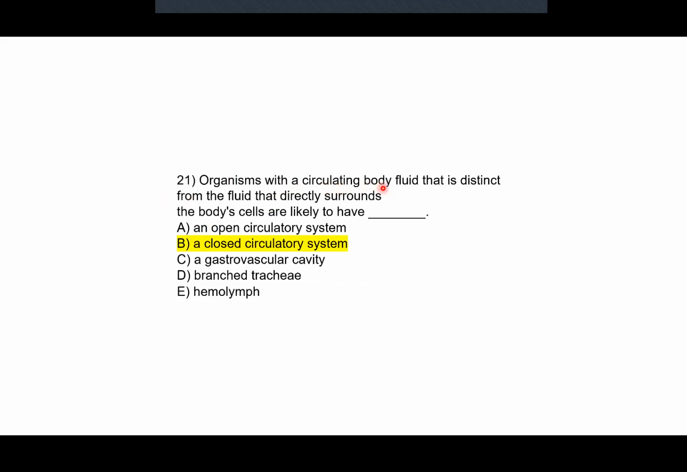21, organisms with a circulating body fluid that is distinct from the fluid that directly surrounds the body cells are likely to have a closed circulatory system. So the key here is a circulating body fluid. Now, in an open circulatory system, the body has to bathe the tissues and the organs directly in the body fluid. So we don't really have a distinct barrier between the different body fluids. And yeah, these other answers are more specific than the question's really asking about.